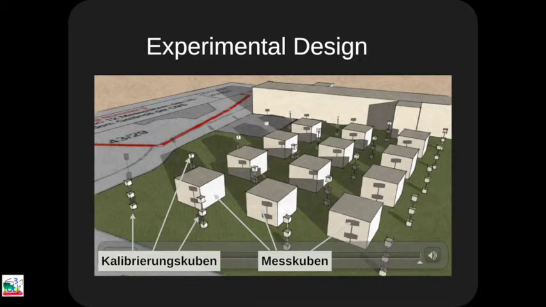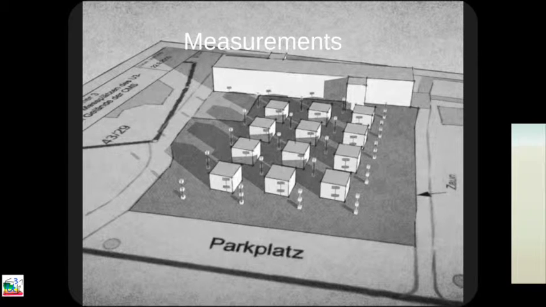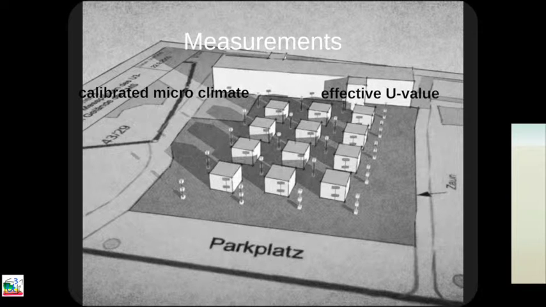And let's talk about what we measure where. This is the same picture, just black and white. And you see, there are two things we'll have to concentrate on. The first thing is a calibrated microclimate, because we need to know the climate surrounding the big cubes. And in the big cubes, we basically want to measure the effective U value, which is a measure of the energy efficiency. So for the calibrated microclimate, we'll have 80 weather stations.